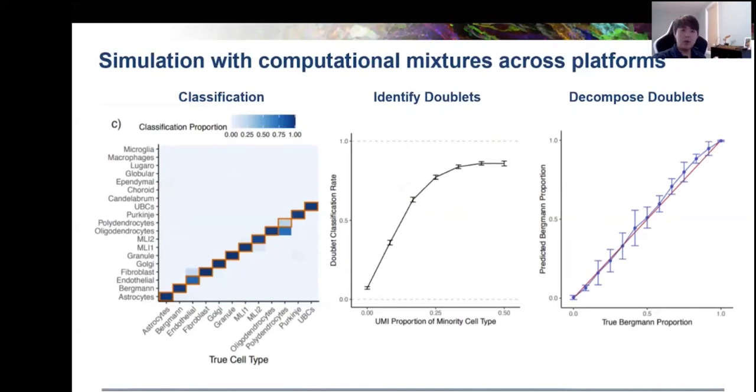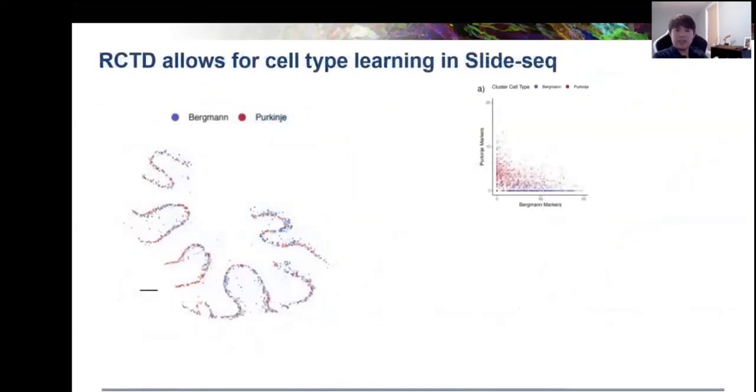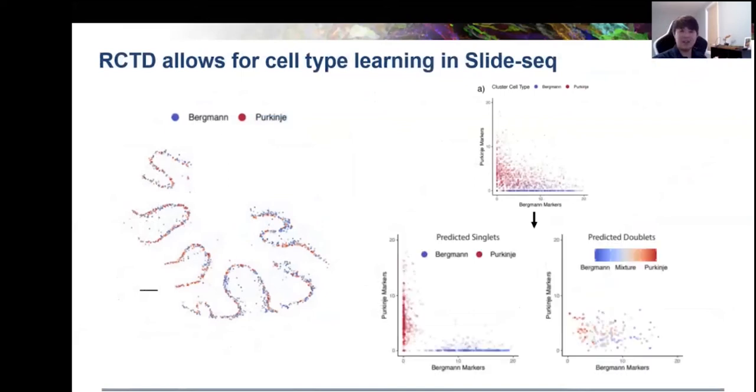And so how is this important for Slide-seq data? Well, it allows us to use single cell RNA-seq references and project them onto Slide-seq data and assign and decompose cell types. So here again, we come back to the Bergman glia and Purkinje neurons, and we can show that we can classify them as singlets, where beads are predominantly Bergman and Purkinje, but then also for the doublets, we can predict their doublet proportions. And when we do this, it follows very well with the ground truth of the marker genes.